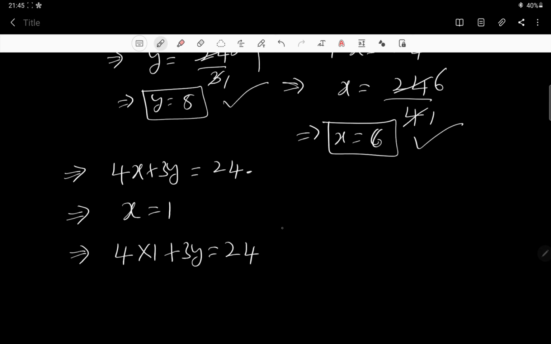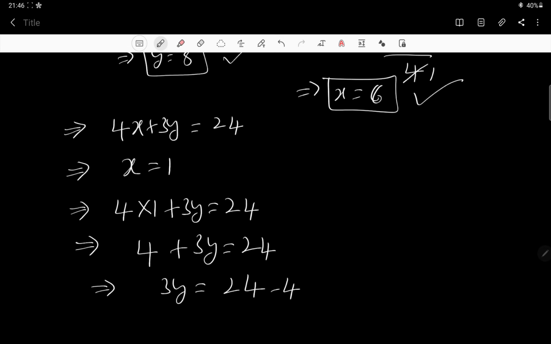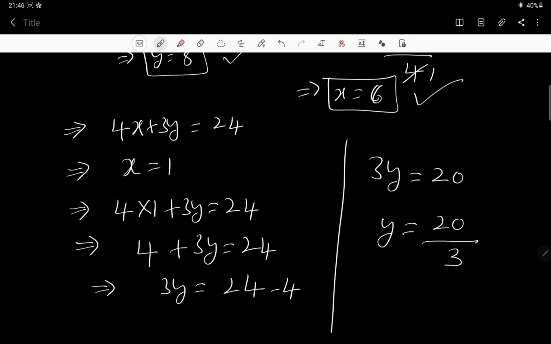Now look at this equation, compare this equation with this. x is equal to 1 is there, no? So 4 into x, that is 4 into 1, I have substituted this. I hope you understand what I have written here. Then afterwards 4 into 1 is 4, plus 3y is equal to 24. Then it becomes 3y is equal to 24 minus 4. Then it becomes 3y is equal to 20. Then y is equal to 20 divided by 3.